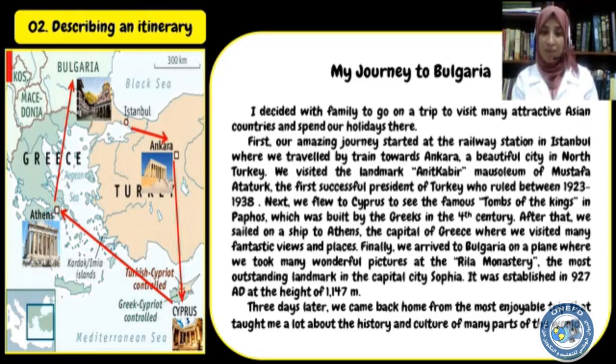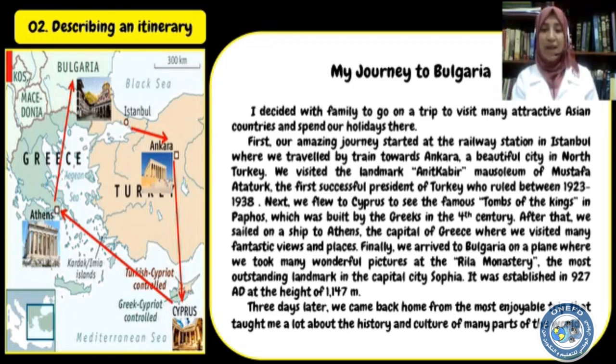Now we go to the development, the part of development. First, our amazing journey started at the railway station in Istanbul, where we traveled by train towards Ankara, a beautiful city in North Turkey. We visited the landmark Anıt Kebir, mausoleum of Mustafa Atatürk, the first successful president of Turkey, who ruled between 1923 to 1938. Next, we flew to Cyprus to see the famous Tombs of the Kings in Paphos, which was built by the Greeks in the 4th century.